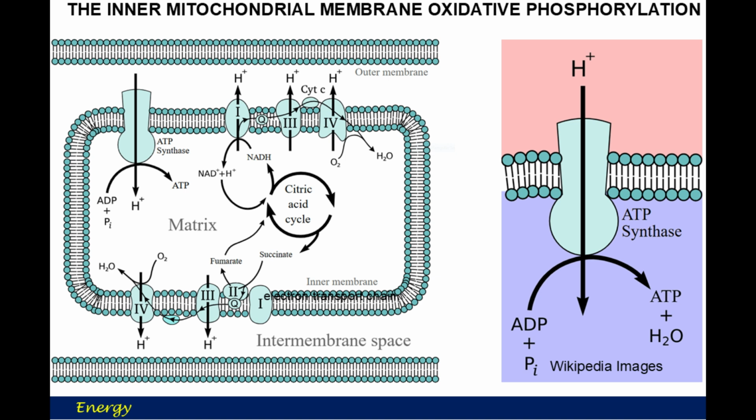The matrix is the space enclosed by the inner membrane. It is important in ADP production with the aid of the ADP synthase. The matrix contains hundreds of enzymes. The enzyme's major functions include the oxidation of pyruvate and fatty acids and the Krebs cycle.